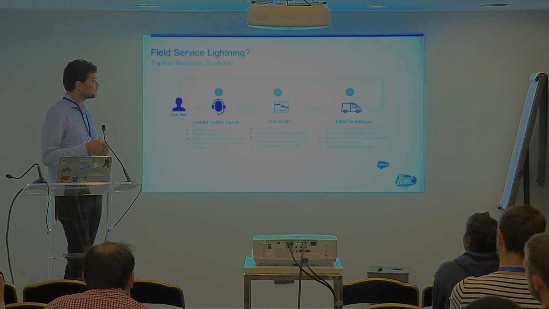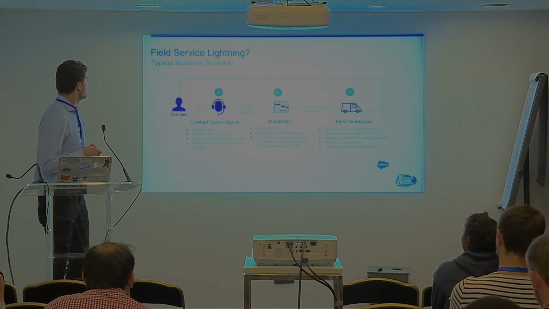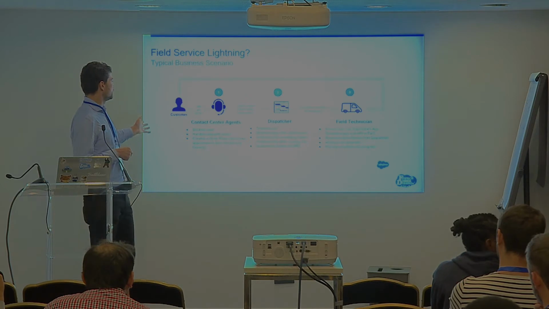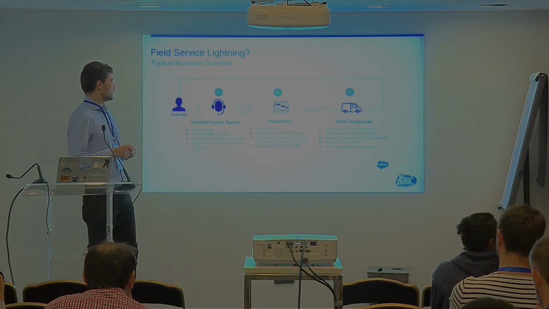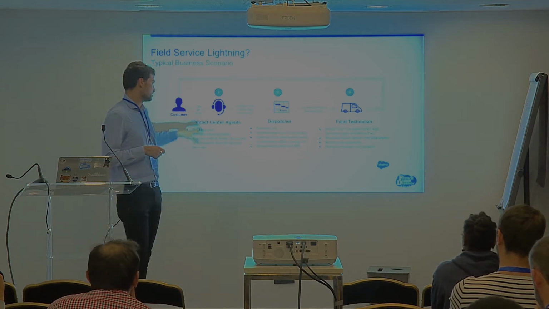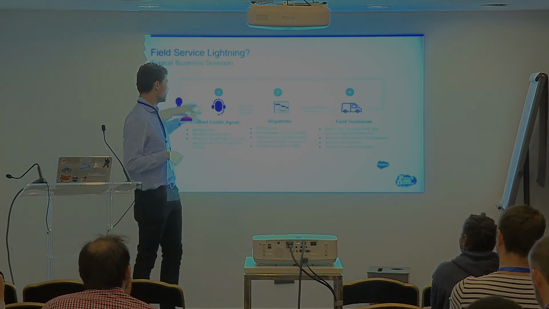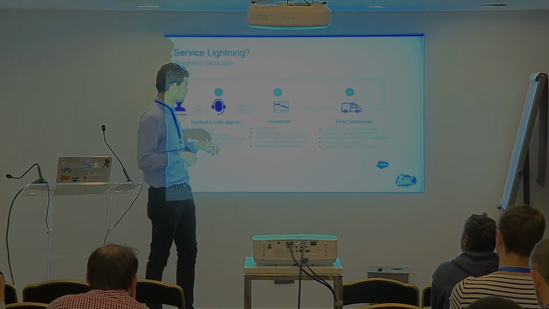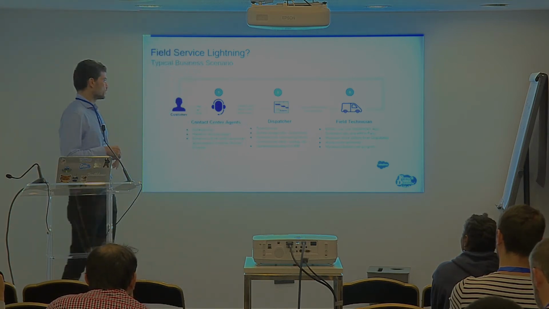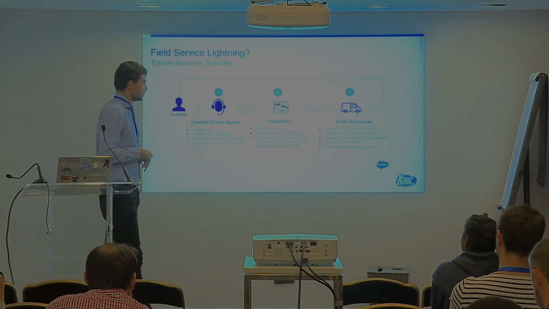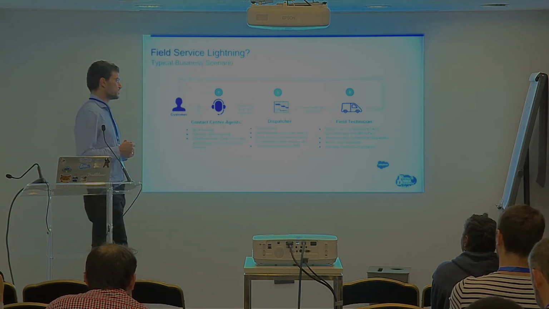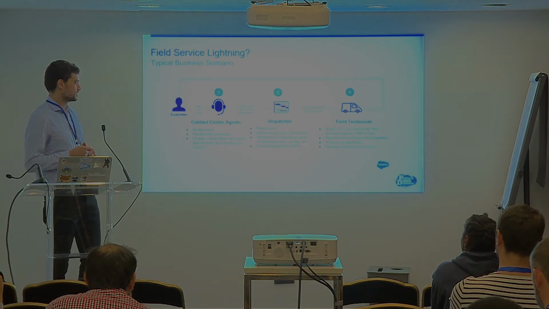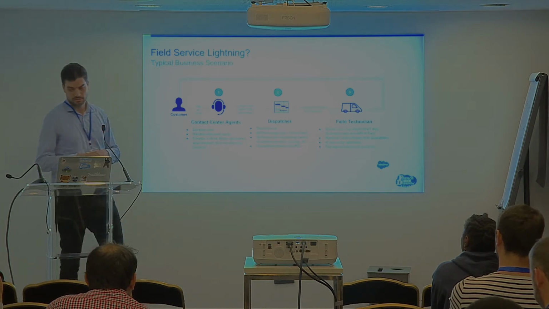So the basic business scenario is a customer writes a ticket or calls a center agent, and then the center agent will create a work order in the system. And when we have multiple work orders, a dispatcher user will dispatch all these work orders to a field technician. At the end, the technician will receive all the details about the appointments with the customer on his mobile app. So this is the typical business scenario.